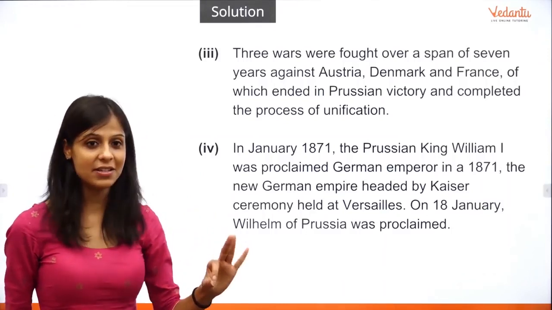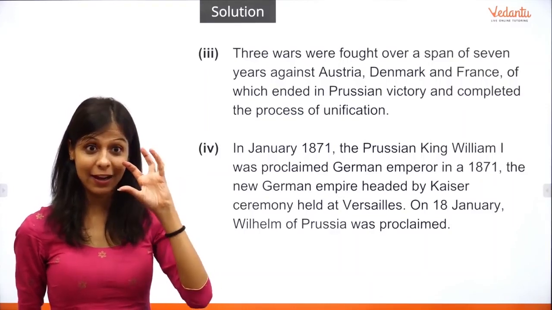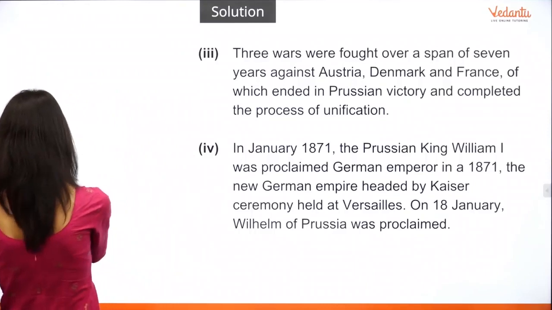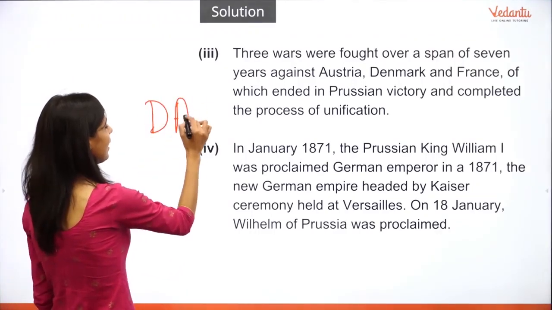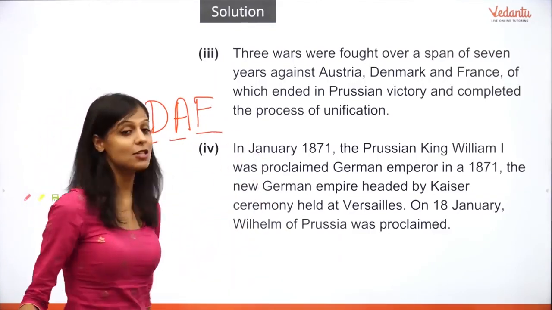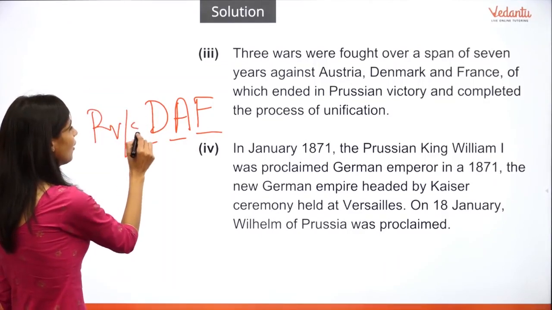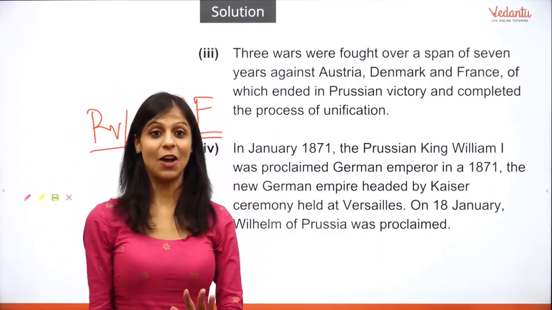over a span of 7 years, like with Denmark. It's how you can remember these countries. Again there's an acronym, I have a good acronym in this case also, and I'm going to share it with you. It's DAF: Denmark, Austria and France. It's short for Prussia versus DAF. So you're going to remember it this way, even if you've not read the chapter as of now or not revised.